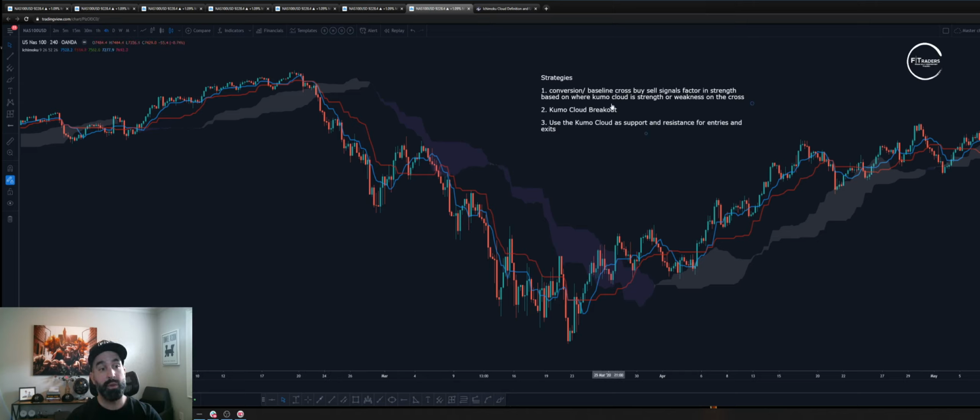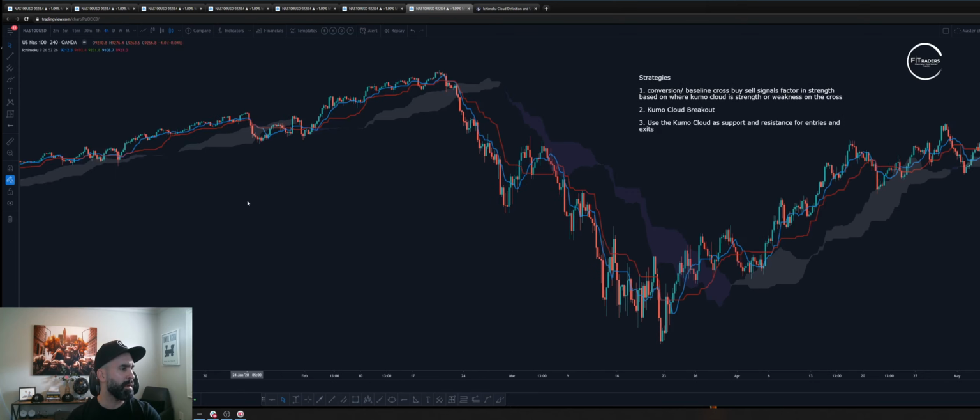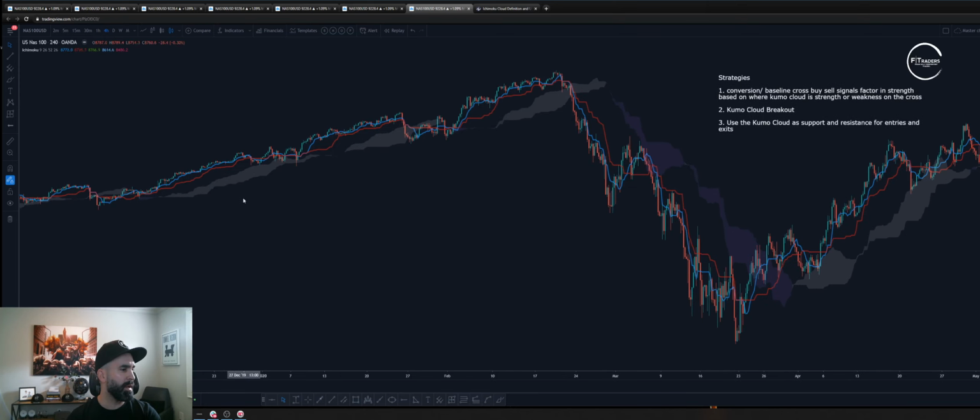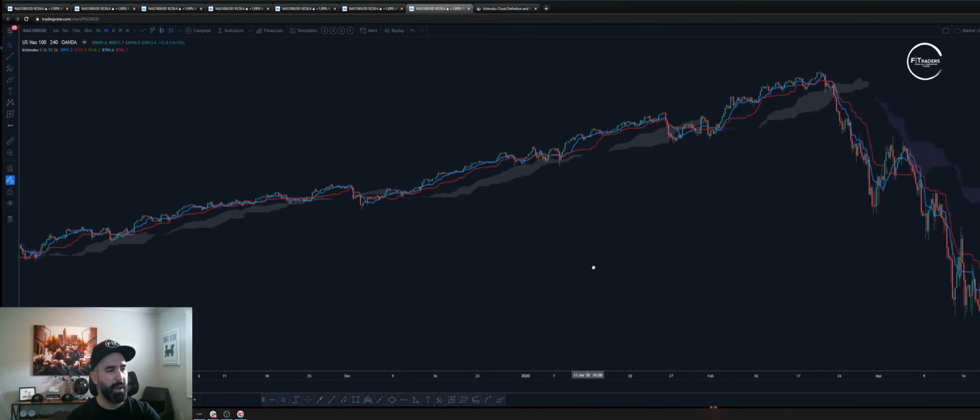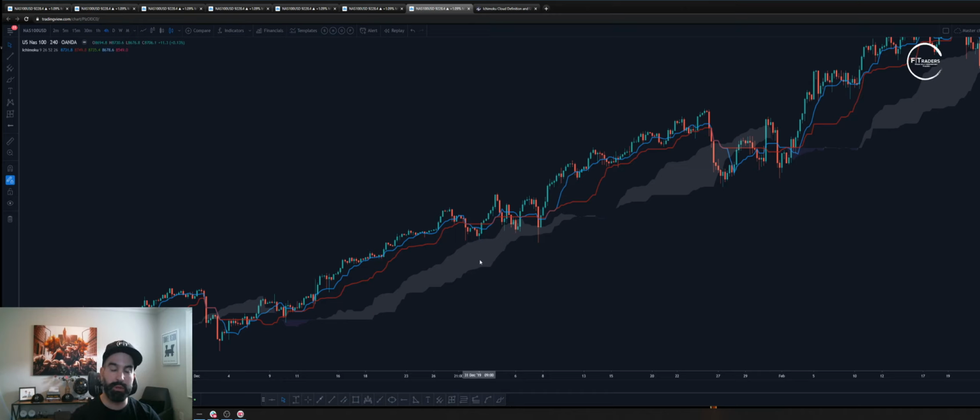Now, factor in where the Kumo cloud is for its strength. I'll give you an example of this over here. Let's just zoom in a little bit on this one. So, reminder where the cloud is. If the cloud is below price action, you're in a strong trend. You're in an uptrend, exactly where you want to be in a bullish market. If the cloud is above the price action, then you're in a bearish trend. So when you get these crosses, you want to incorporate them with where the cloud is.